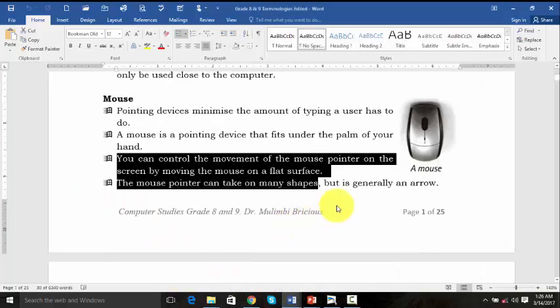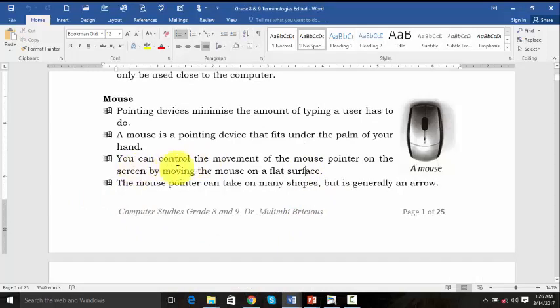Thank you very much. So what we are saying is that you control the movement of the mouse pointer on the screen by moving the mouse on a flat surface. Now, there's a difference between the word mouse and the mouse pointer. The mouse is a device you hold in the hand. The mouse pointer is what you see moving on the screen. This is what we call a mouse pointer.